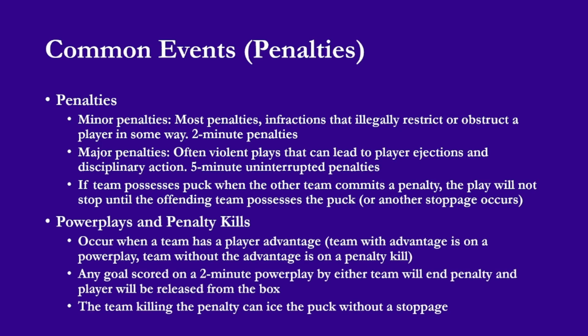The team that is up a player is on the power play, and the team that is down a player is on what's called the penalty kill, or they're short-handed. Any goal scored during a 2-minute minor penalty ends the penalty. When the power play team scores, it's called a power play goal, and the penalty ends, and the player comes out of the box. When the short-handed team scores, in the PWHL specifically, it's called a jailbreak goal, and the penalty ends as well.